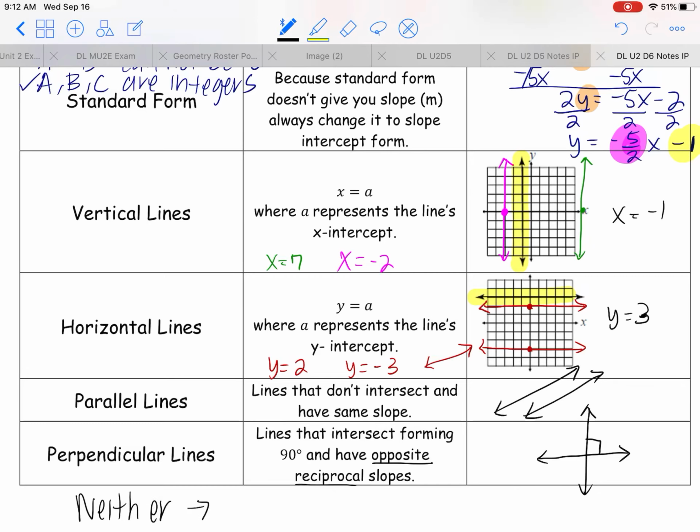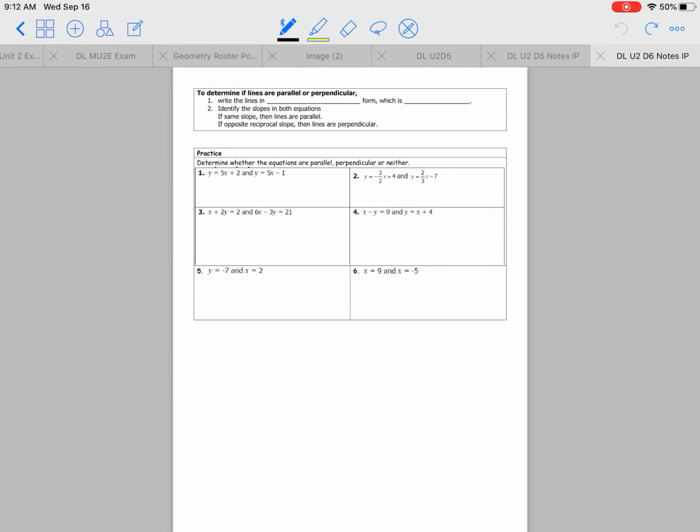For neither parallel, neither perpendicular, those are going to be just intersecting lines. What that means is two lines that meet, but the angle is not 90. It could be anything, okay? So those are examples of intersecting lines. Let's go ahead and review some problems.